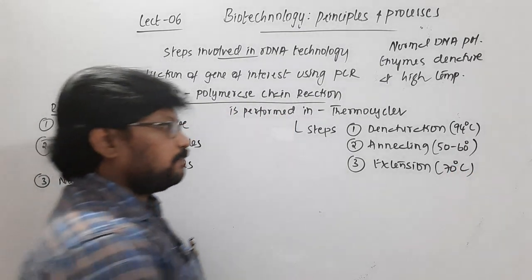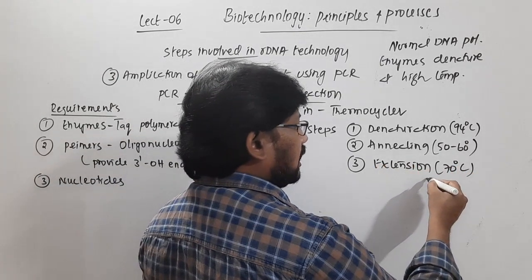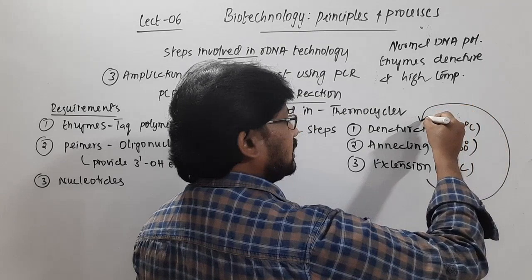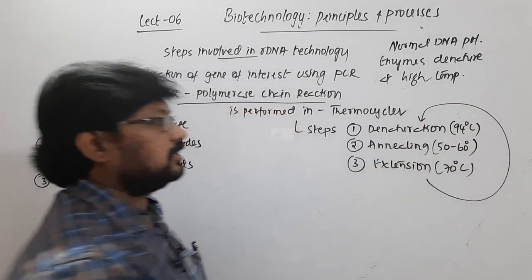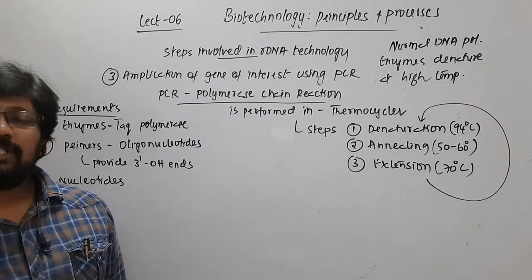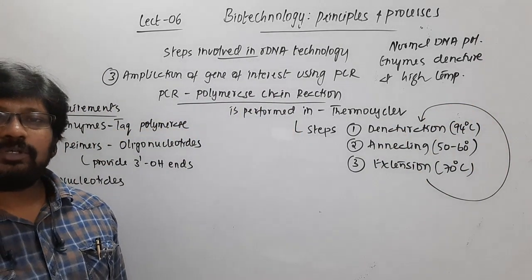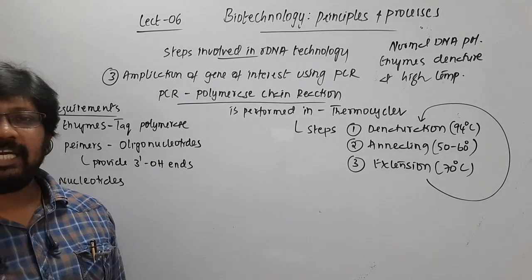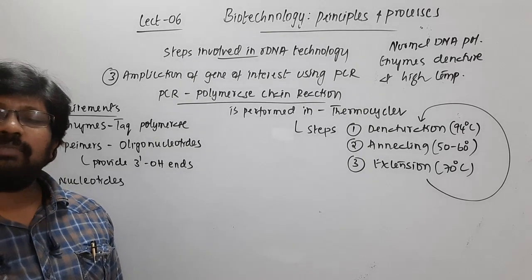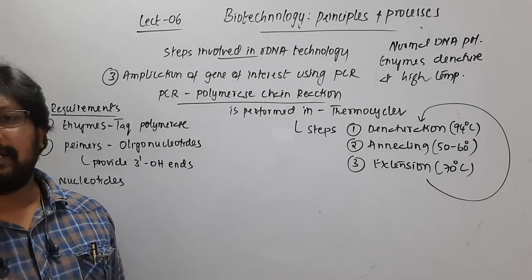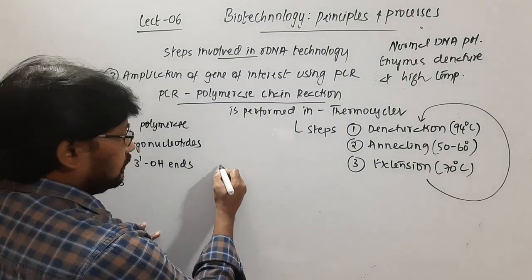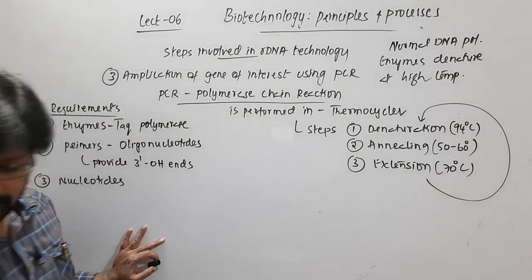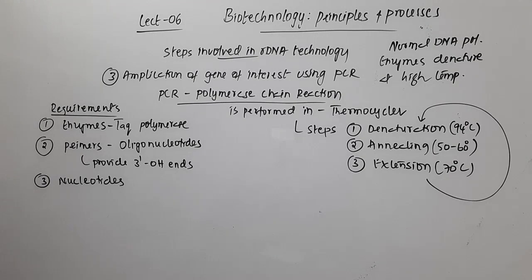Once this extension is completed, again the machine will raise the temperature to 94 degrees Celsius, where denaturation takes place. So within a short period of time, if you put in one DNA fragment, it can make 1 billion copies. Now let's see these steps: denaturation, annealing, and extension.